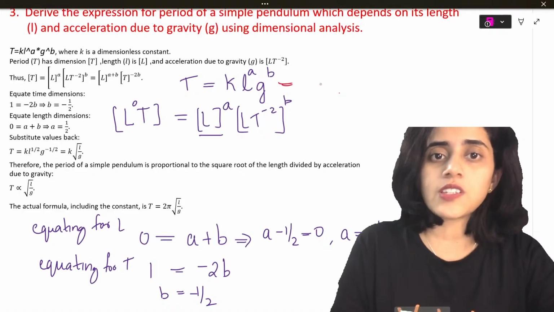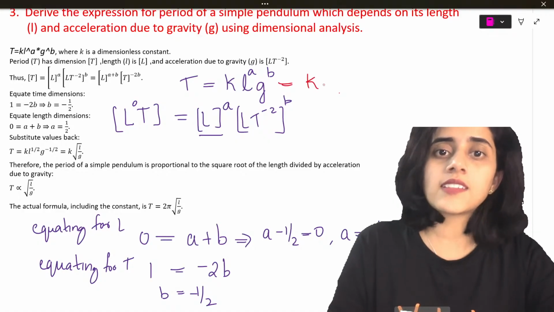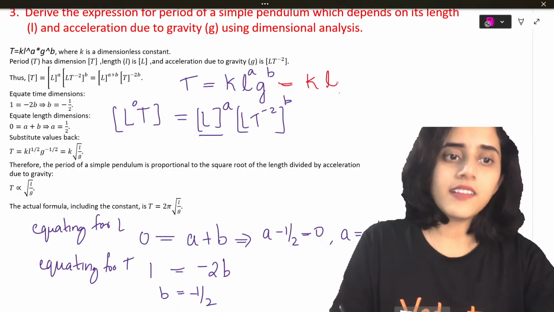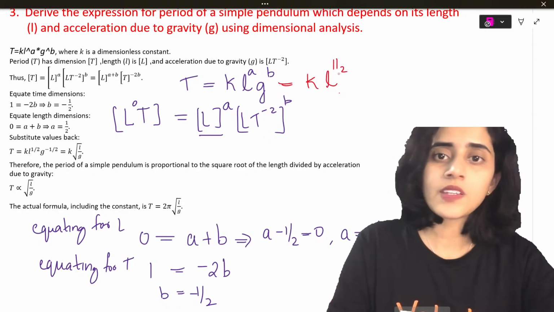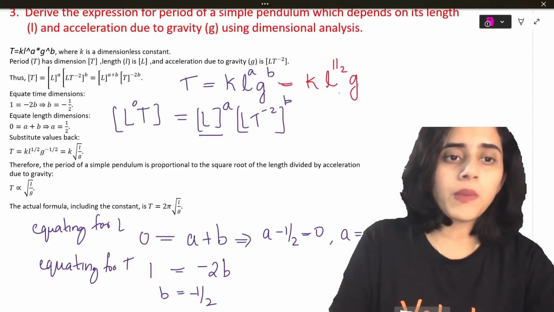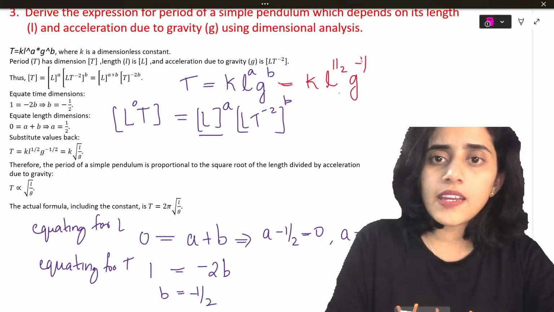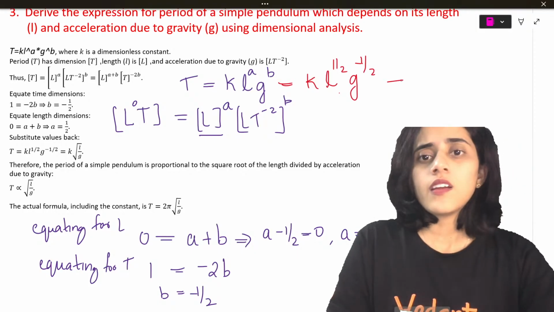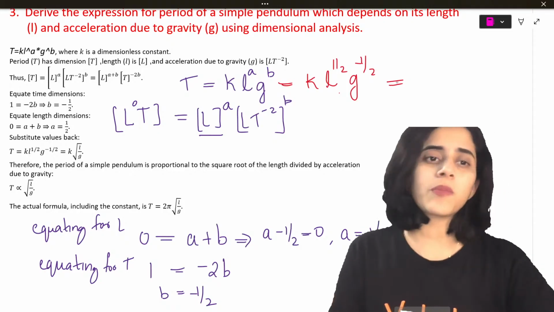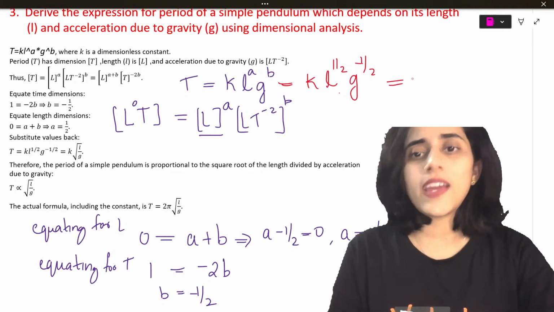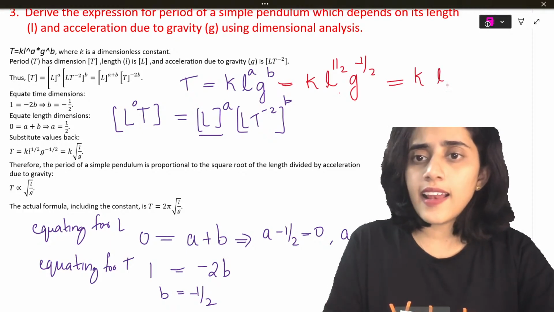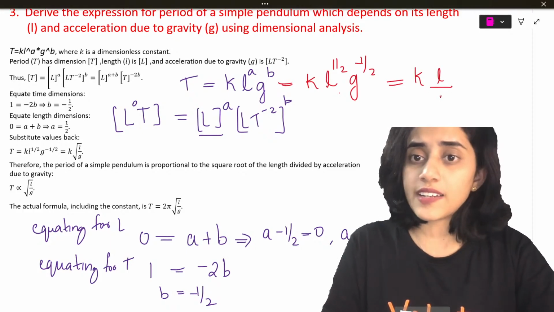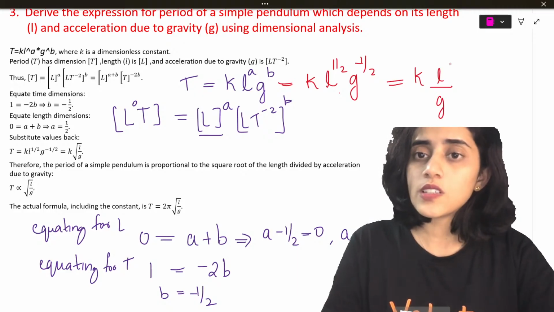Yeah, I'll substitute it here. So this is K times L raised to 1 by 2, G times B raised to minus 1 by 2. Now, anything raised to 1 by 2 is obviously square root. So can I write it as L raised to 1 by 2 divided by G raised to 1 by 2?